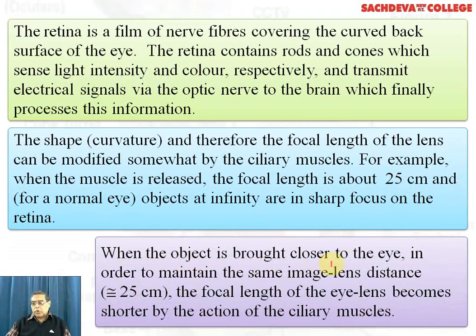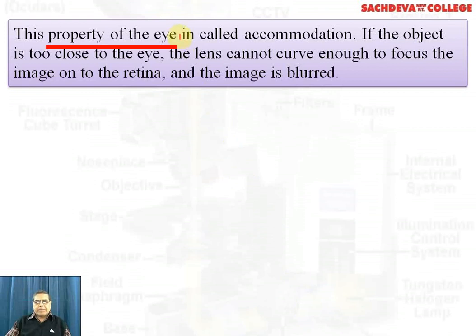When the object is brought closer to the eye, in order to maintain the same image-lens distance, that is 25 centimeters, which I have just explained, the focal length of the eye lens, which is a convex lens, becomes shorter by the action of the ciliary muscles, because ciliary muscles have the tendency of contracting and expanding when some energy is coming on them. This energy is obviously coming in the form of light. Hence the name optic. This property of the eye is called accommodation, or more elaborately, power of accommodation.